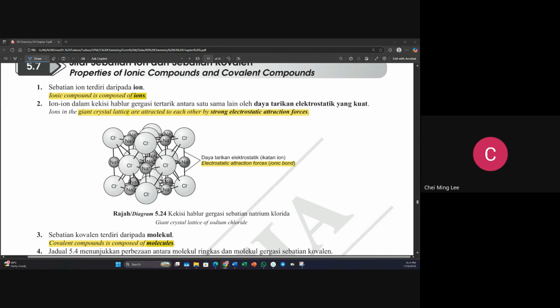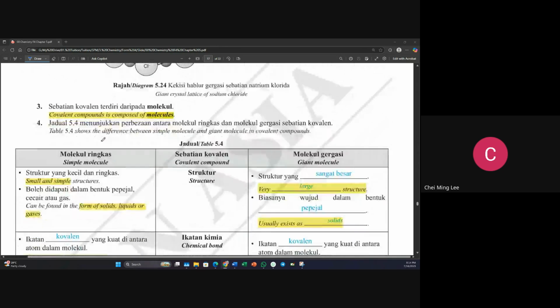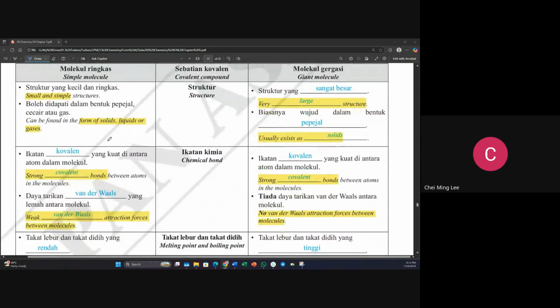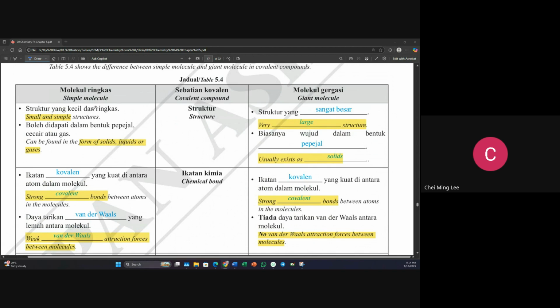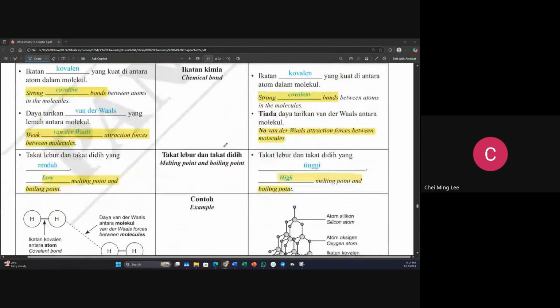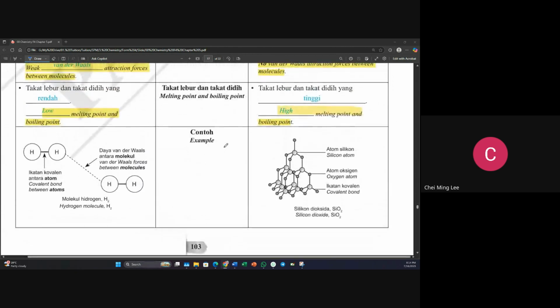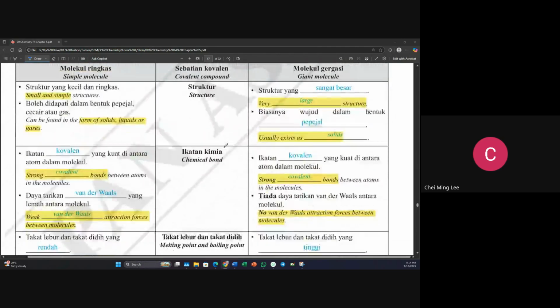Done, huh? All right, now let's see the difference between giant molecules and simple molecules of covalent compounds. Maybe you need to give some space, so it's easier to compare. In terms of structure, a simple molecule is small and simple, and can be in the form of solid, liquid, or gas. But a giant molecule has a very large structure, and usually exists as a solid.